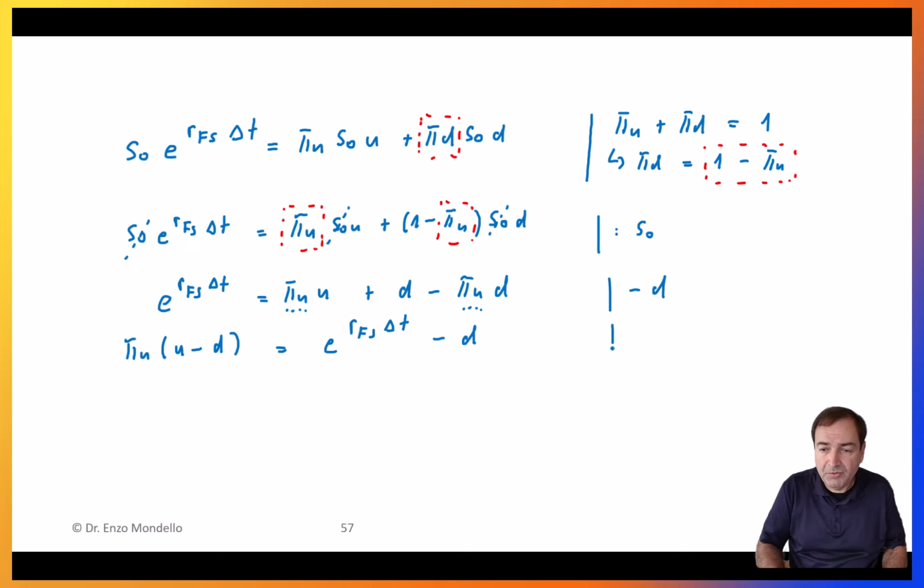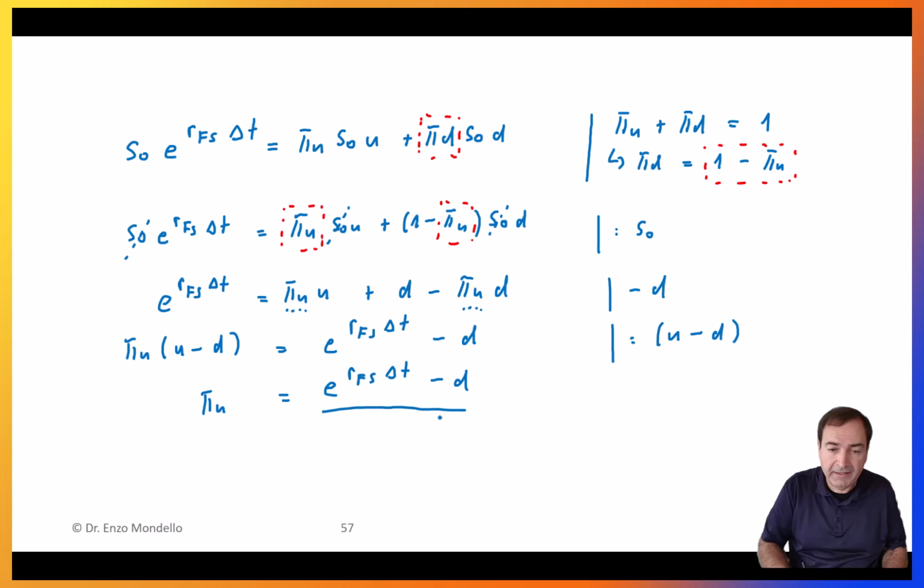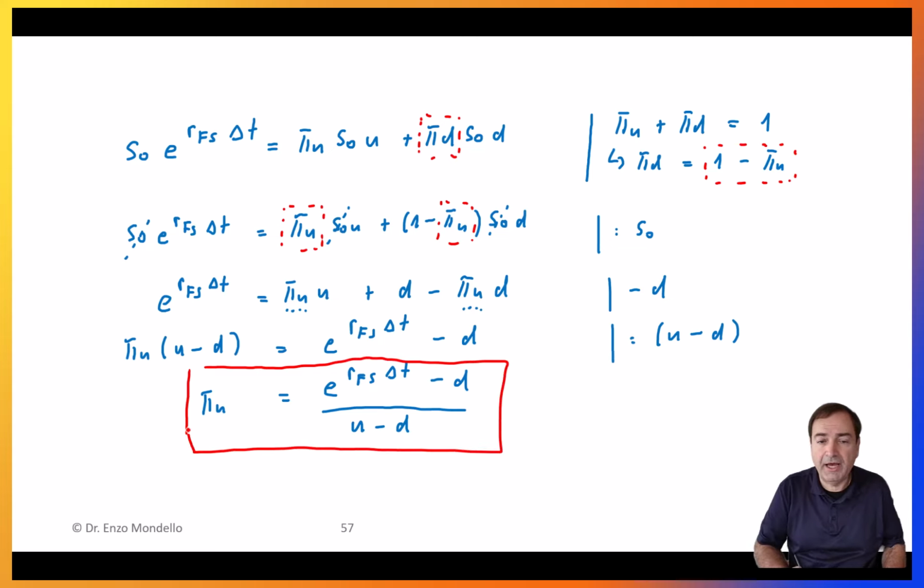And then we can divide both sides of the equal sign by the difference between the up and the down factor. That gives then the following equation for the risk-neutral probability of an up move. That's Euler's number to the power of the continuous compounded risk-free rate times 1 period in the binomial model, minus the down factor, divided by the up factor minus the down factor. That's the equation which is used to calculate the risk-neutral probability of an up move in the Cox-Ross-Rubinstein model.